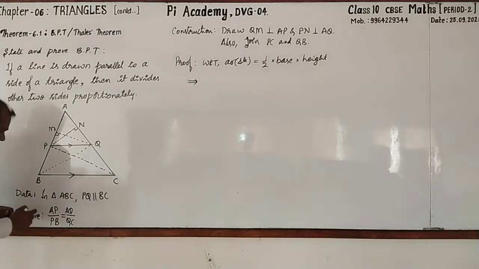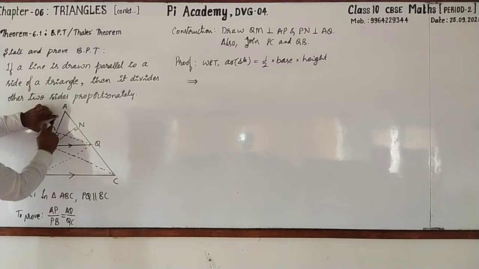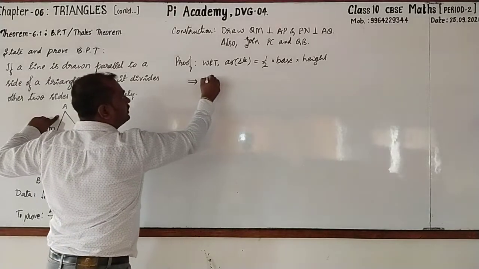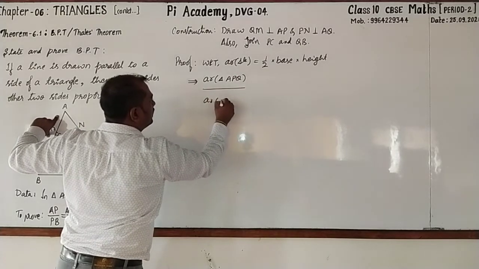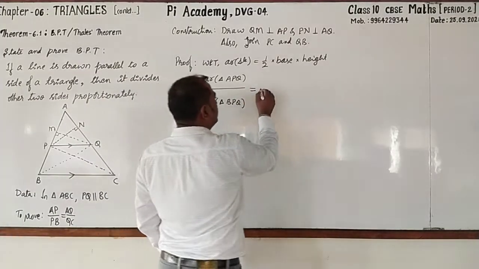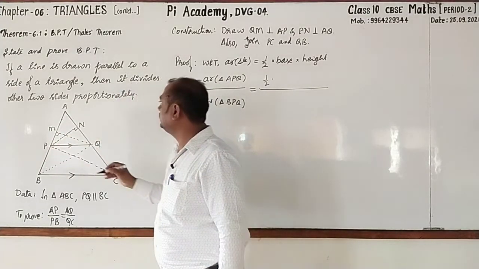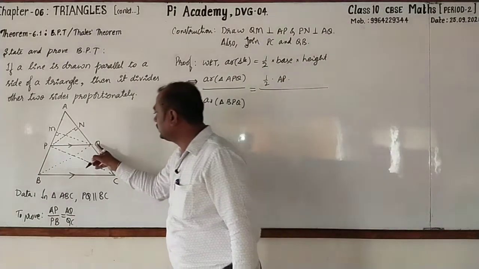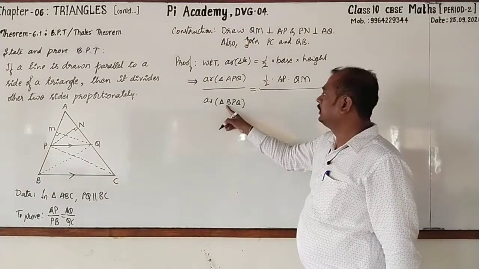Here, AP and PB are the sides of two triangles. As they are in the ratio, I go for taking the same, that is area of triangle APQ and area of triangle BPQ. Here I'll write area of triangle APQ by area of triangle BPQ. In these two triangles, first one, half into base into height with respect to APQ. Half into base. Base is AP. Height is QM.